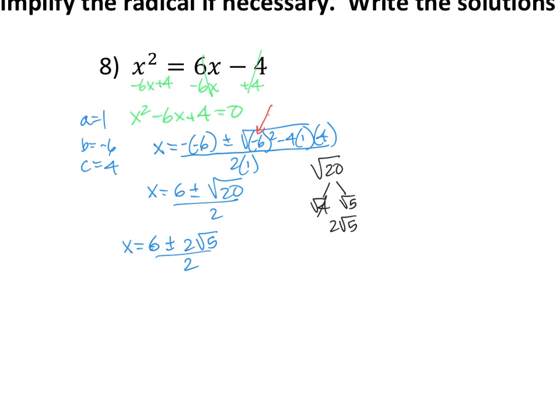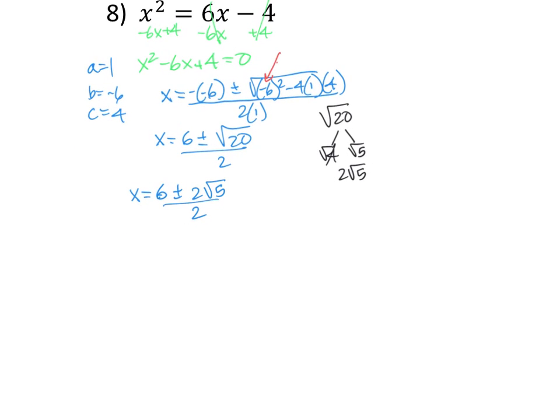Now, if you watched problem number 7, the same thing we can do here. Yes, there is more we can do because this 6 and this 2 have the GCF of 2. So let's factor that out, and all over that 2. And what does that mean? The 2 over 2 go to 1. So we are left with 3 plus or minus the square root of 5.